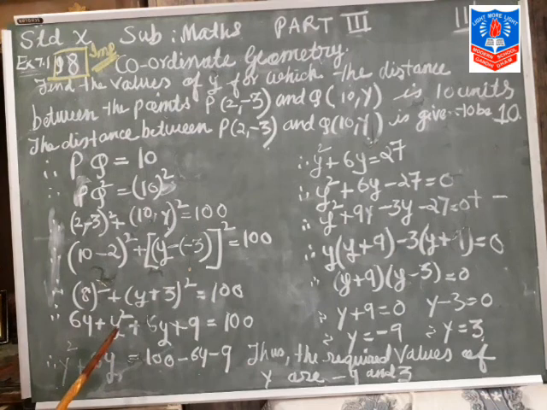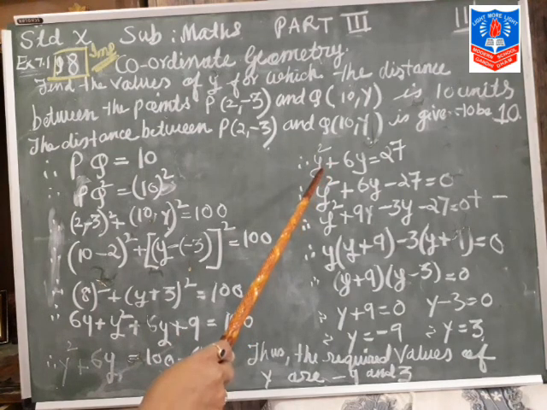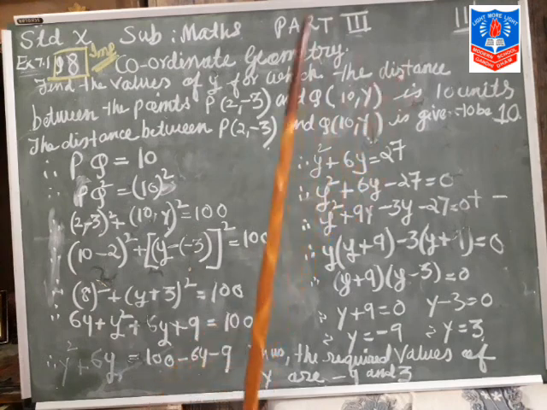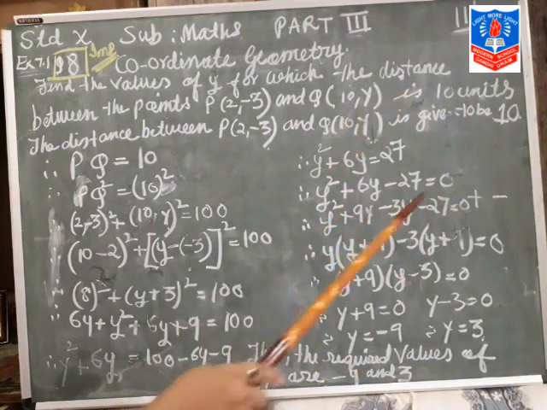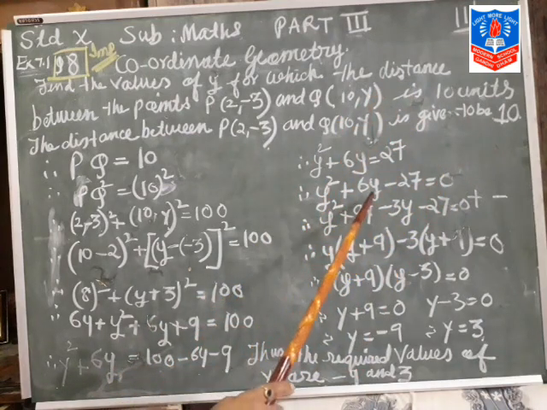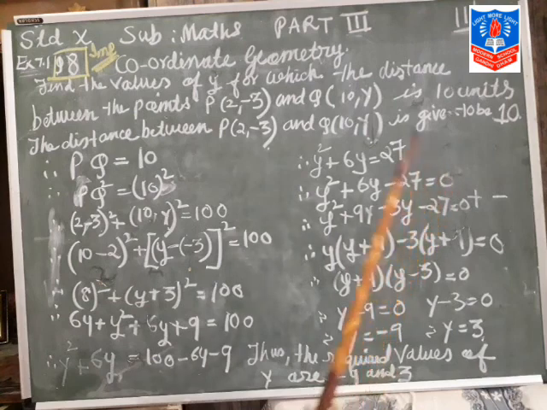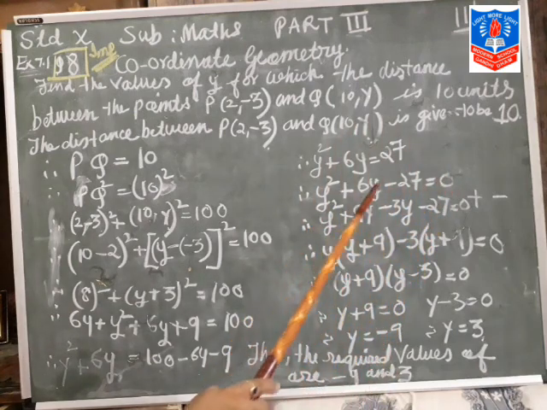Now y squared plus 6y equals 100. We move the numbers to the right-hand side: 100 minus 64 and minus 9. So y squared plus 6y equals 27. Now when we change again from right to left, y squared plus 6y minus 27 equals 0. What is this? First term, middle term, last term.